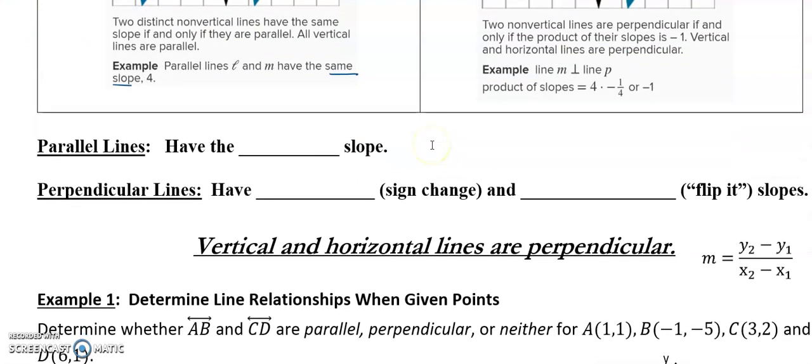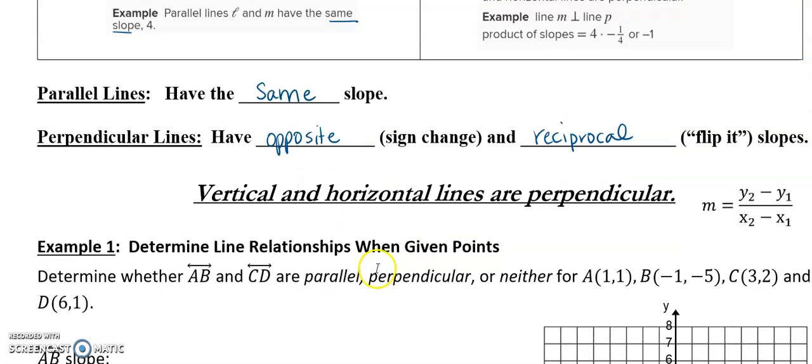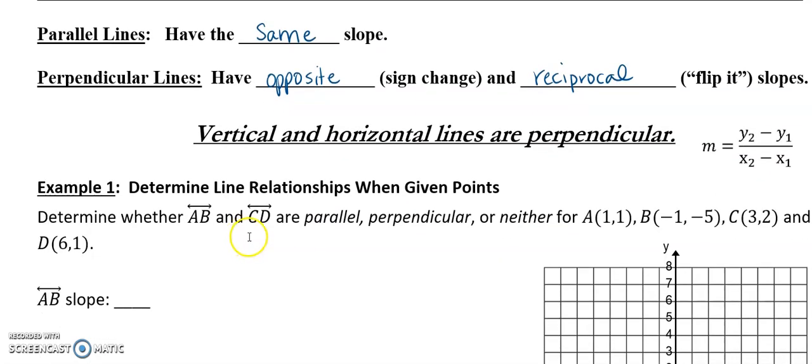So down here, let's go ahead and fill in same slope for parallel and opposite, or change of sign, and reciprocal, which is just kind of flipping the slope. One thing to keep in mind is vertical and horizontal lines are perpendicular, and we will talk more about that on the next page, but they do form a perpendicular right angle when they meet.